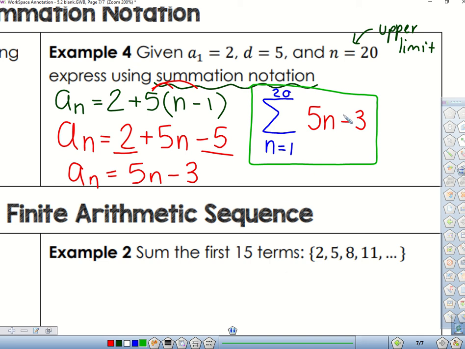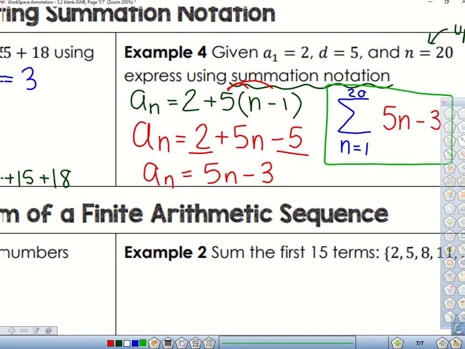And like I said, you can always test it out to make sure it works. If we plugged in 1 for n, that would be 1 times 5, which is 5. 5 minus 3 is 2, which makes sense because that's your first term, right? And if we know the difference is 5, we know the next term should be 7. And that does work out as well. So you can always check your work just by using that kind of logic. Any questions on summation notation?